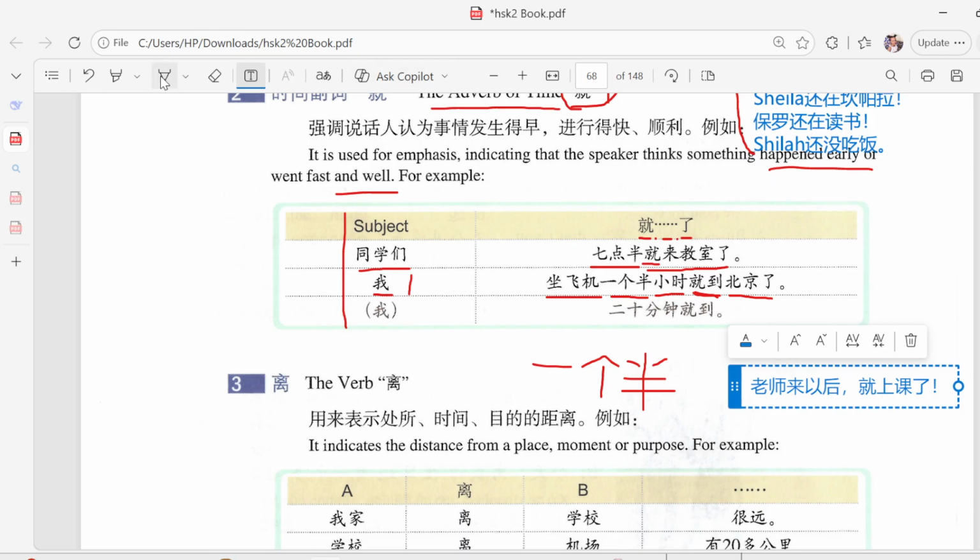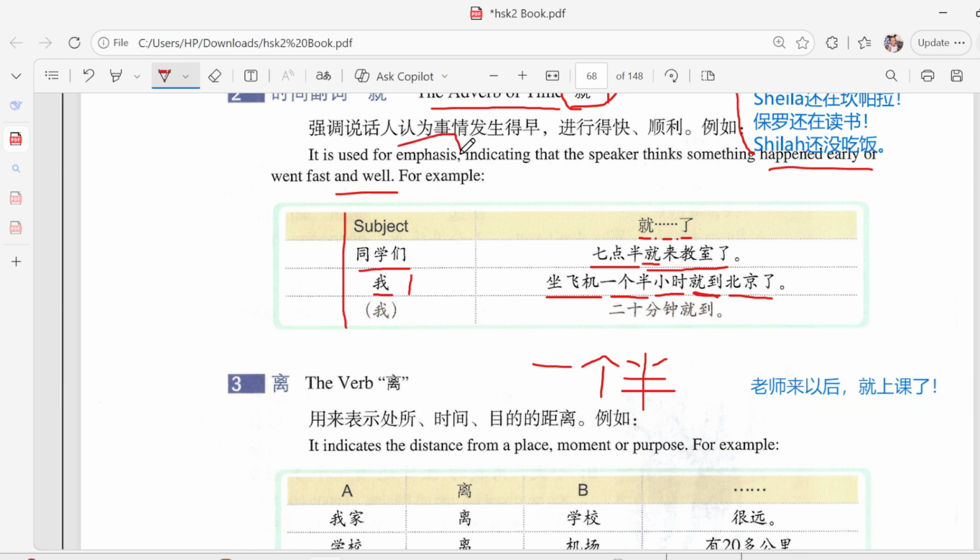You see this word, it's an emphasis, okay? And whoever uses that 就, he's trying to tell us that something happened early or went fast and well. So it might be a past action or something that happened just well.